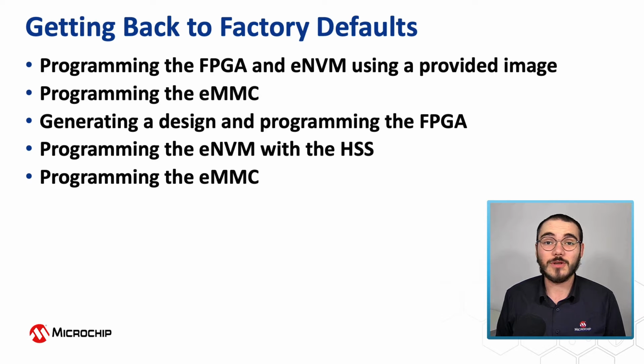In this video, we're going to have a look at getting back to factory defaults. First, we'll have a look at restoring a design for the FPGA and ENVM using a provided programming file. Then we'll have a look at updating the eMMC memory contents. Next, we'll have a look at restoring an FPGA design using an Icicle script. And then we'll have a look at programming the ENVM with the HSS using SoftConsole. And finally, we'll have a look at programming the eMMC on that configuration.